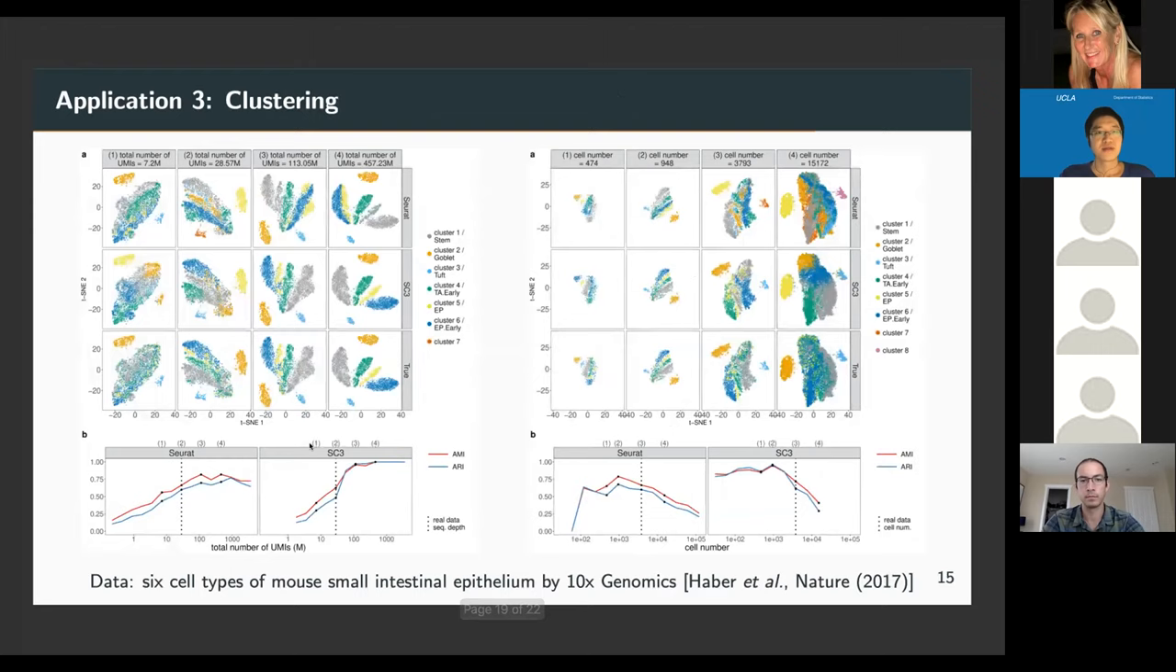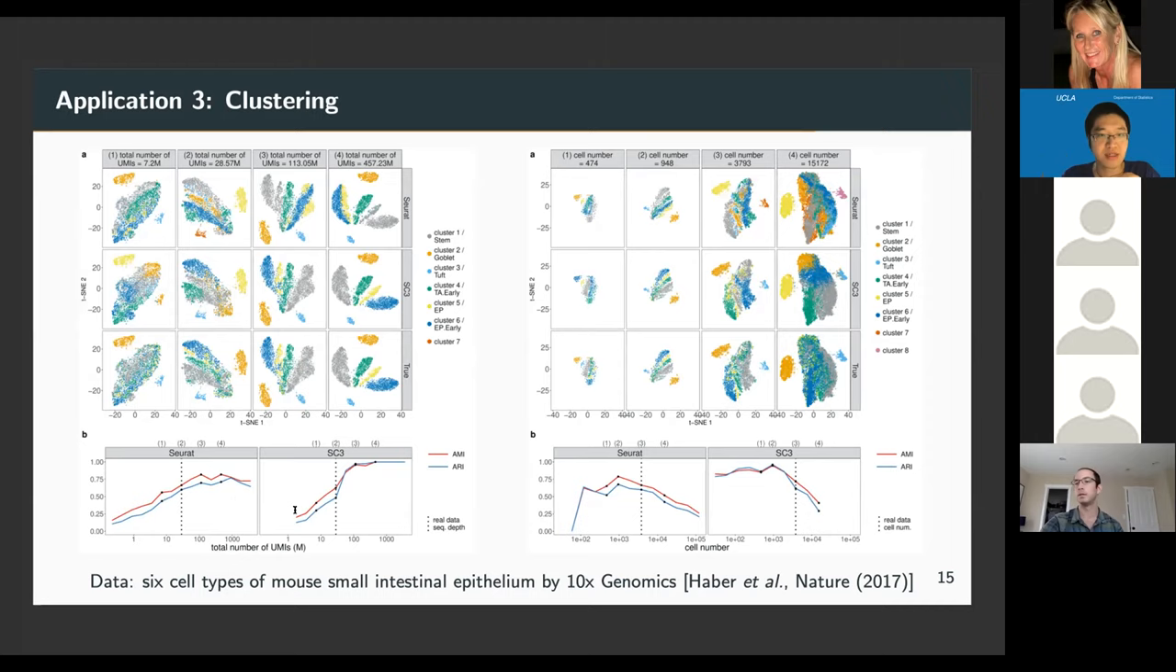And then we have the application where we can use our simulator to benchmark clustering methods and determine the optimal configuration of experimental parameters. So here we've selected six cell types from a 10x dataset. And then we consider two experimental design scenarios. In the first scenario, we fix the total number of cells to sequence, and then we vary the total number of reads from small to large. And in the second case, we fix the total sequencing depth, and then we vary the cell number from small to large.